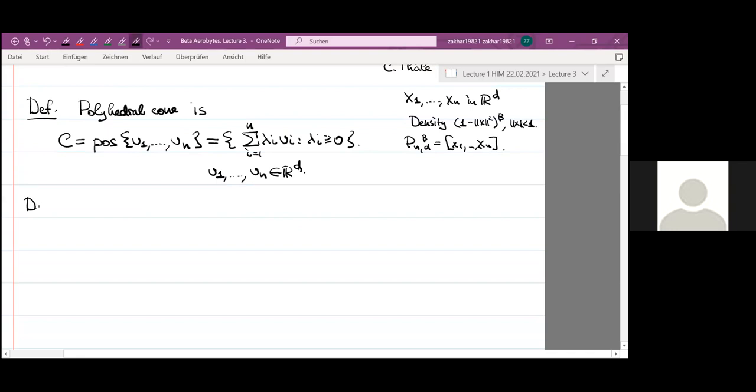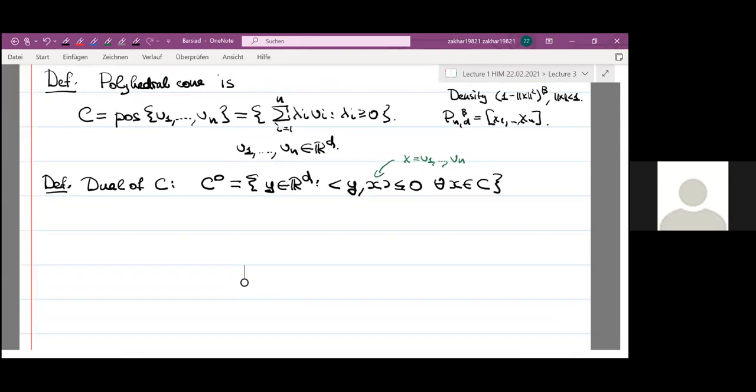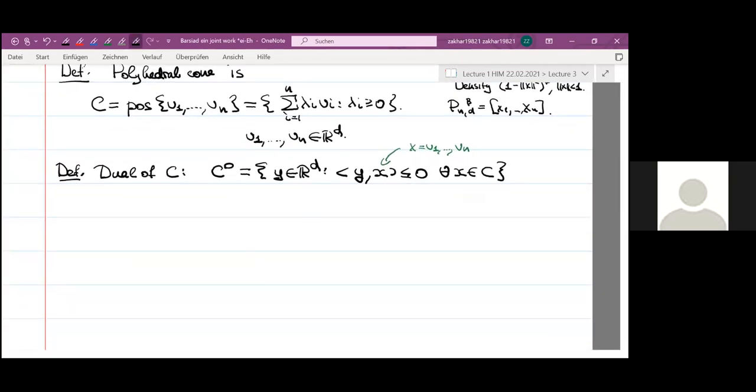And one can also define the notion of the dual cone. It is defined as follows. C dual is the set of all y in R^d such that the scalar product of y with any x is smaller than zero for every x in C. But instead of requiring it to be non-positive for every x in C, it is of course possible to take here x equal to v1, ..., vn, and it is an equivalent condition. And that's why we can write the dual cone in the following way. It is the set of all y in R^d such that the product of y and vi is smaller than zero for all i.